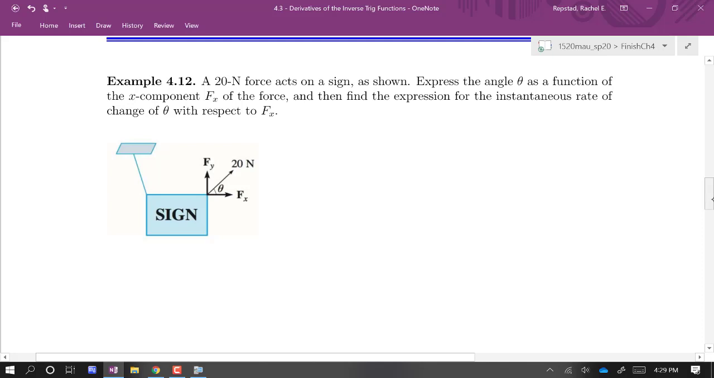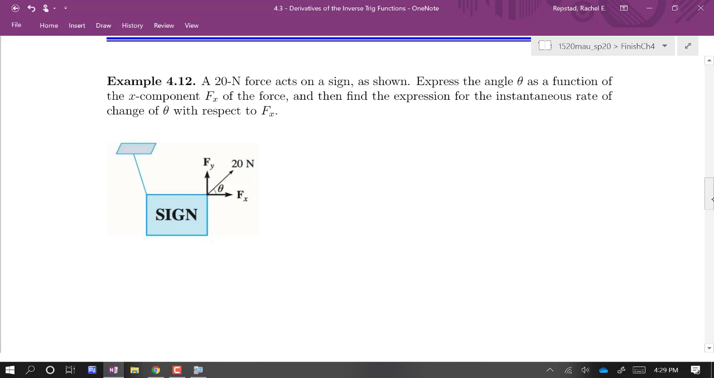Our next example, we've got a 20 newton force acting on a sign. So the force is a vector. It has magnitude and direction. The direction is that angle theta that we see there in the diagram. There are two components, right? We have an x component and a y component, just like we saw with the velocity, which was a vector.